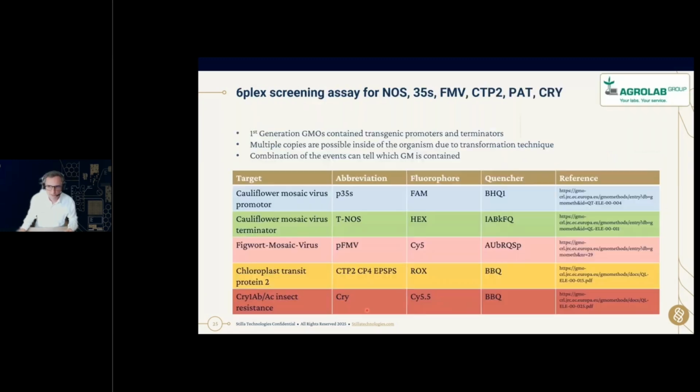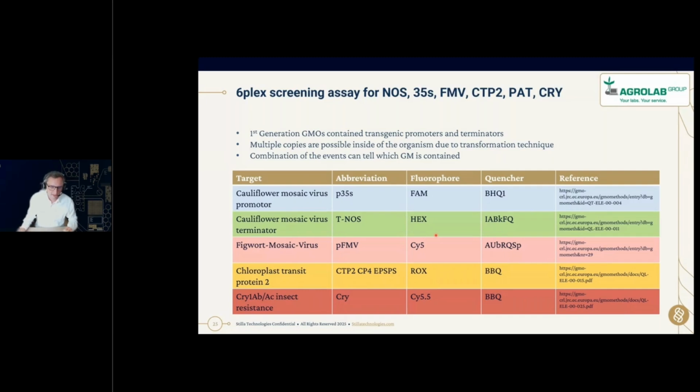The next one, which we did together with the AcroLab group, was a 6-plex screening assay, which I personally think is quite promising. We tested for all of these different transgenic regulatory elements: the 35S promoter from cauliflower, the TNOS terminator, the figwort mosaic virus element, the chloroplast transit protein 2, and the cry insect resistance. We had all of these in different fluorophores. These were not optimized for our system. We just got them, and I made it possible, let's say. This is one really good thing about our system currently: you can just use what you want, and somehow it will fit.